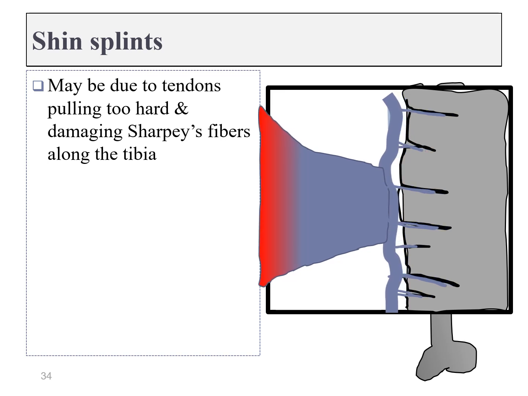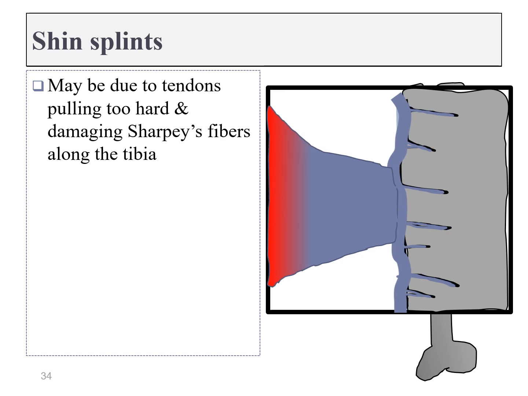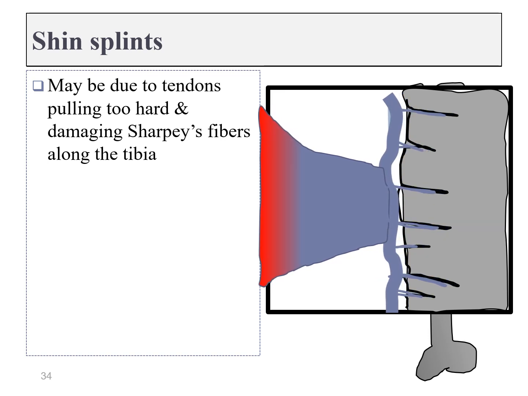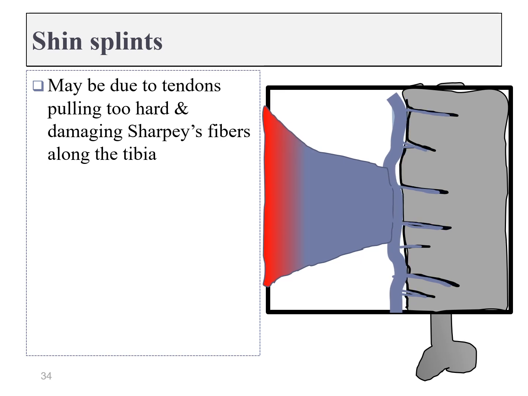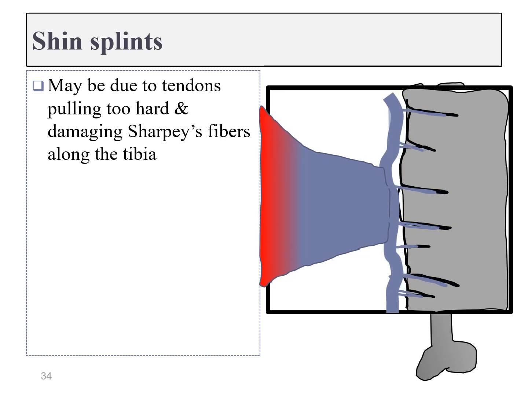Shin splints are possibly damage to these Sharpey's fibers. I've heard a number of different theories about shin splints, and the best one that I've heard to date is that when muscles pull on bone tissue too strongly, that can pull some of these Sharpey's fibers out of their position, causing a bit of inflammation.